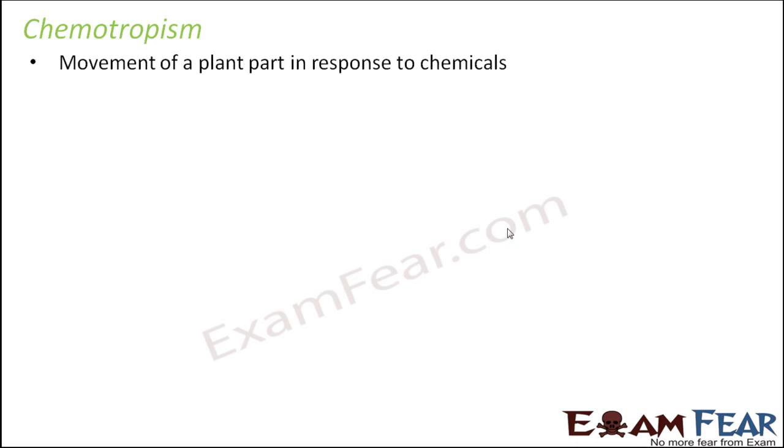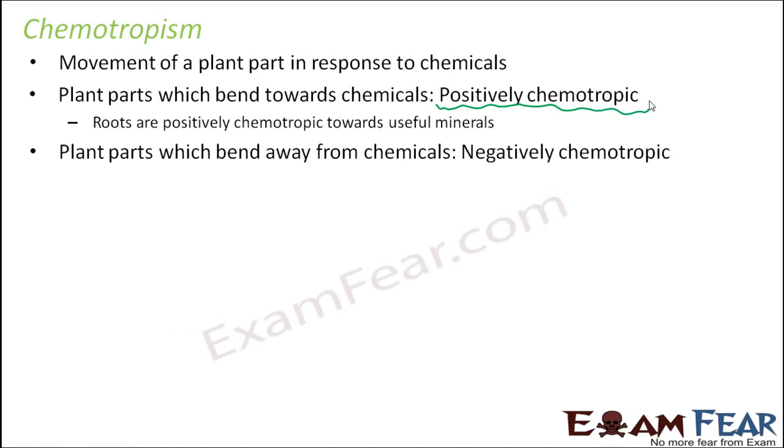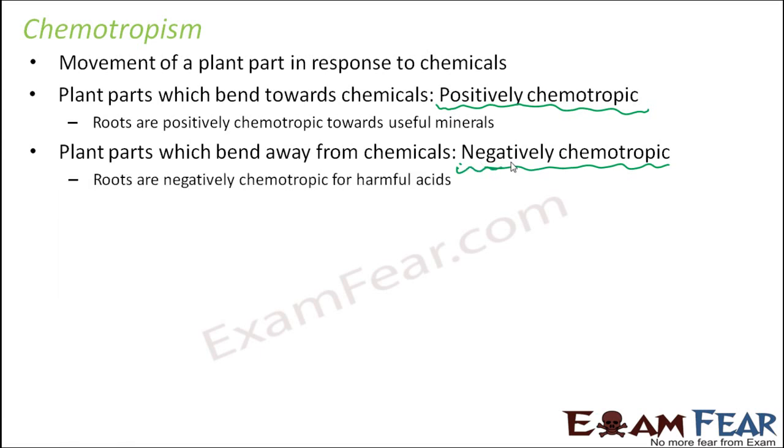The last one, that is chemotropism, that is movement of a plant in response to chemicals. So what kind of chemicals am I talking about? So when you talk about chemicals, these are the nutrients which are present in the soil. So roots are positively chemotropic again because they tend to be towards the useful chemicals which are present in the soil. But shoots are not, because the chemicals are transported to the shoots through the vascular bundles inside the plant. So the shoots as such are negatively chemotropic.